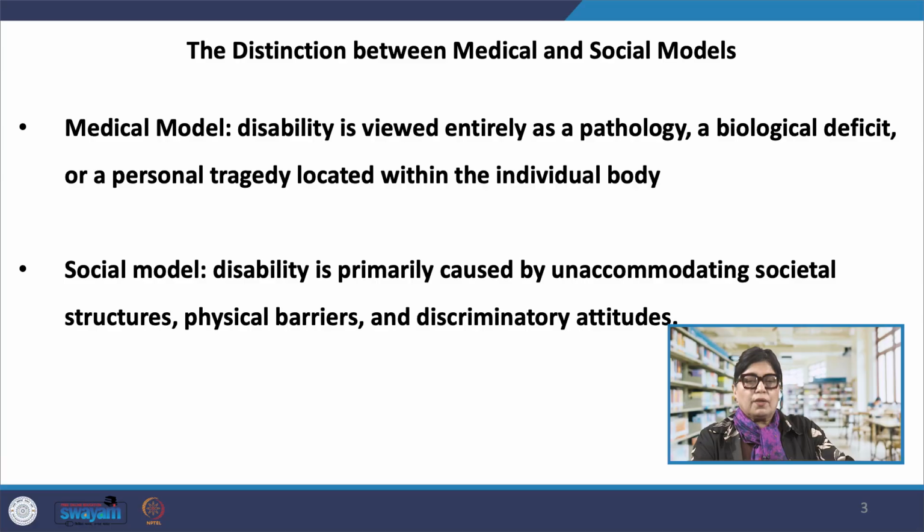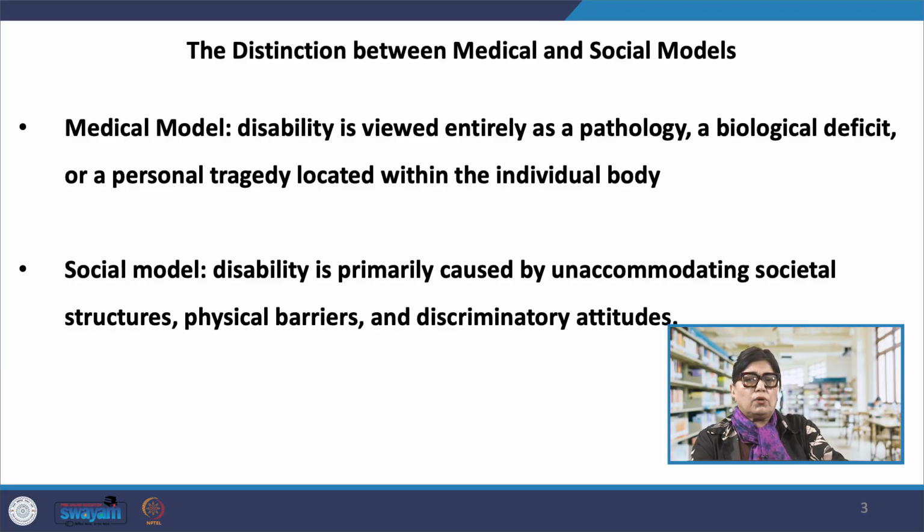guide our reading. The foundational paradigm shift that changed the landscape of disability study is the distinction between the medical model and the social model. Under the medical or individual model, disability is viewed entirely as a pathology, a biological deficit, or a personal tragedy located within the individual body. In literature, this manifests as narratives driven by a quest for a cure or stories where a character must triumph over adversity through sheer willpower.